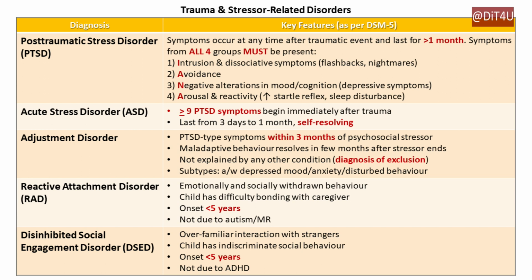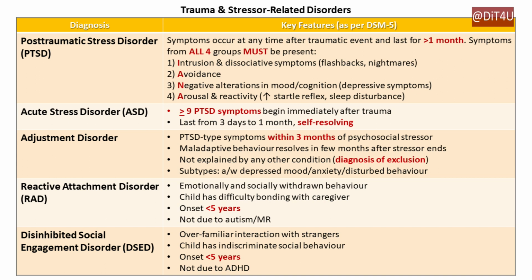Acute stress disorder is the same as PTSD. 9 or more PTSD symptoms are present. The only difference is it begins immediately after trauma, usually within hours and days. And it lasts anywhere from 3 days to 1 month. Very important. That's why it's so important: 3 days to 1 month only. Because it is self-resolving, meaning it goes away even without treatment.